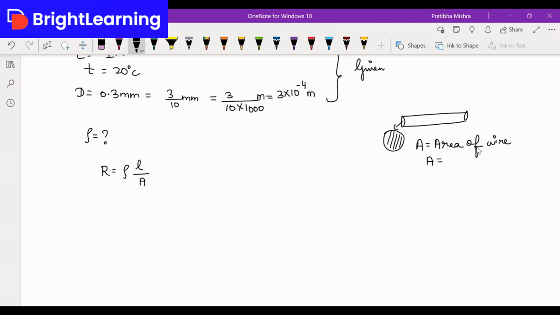See, length is 1 meter. Area is, how do you find the area of wire? Cylinder's area. Okay, cylinder's area, because the face of the wire is circular. That's why we are taking pi r square or pi d square by 4. Anything is fine.